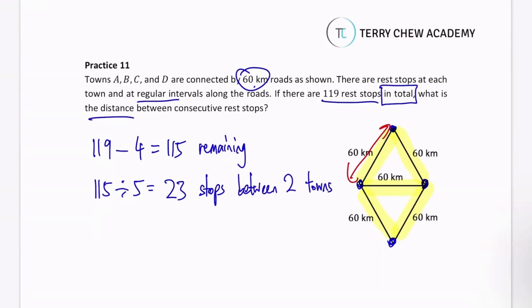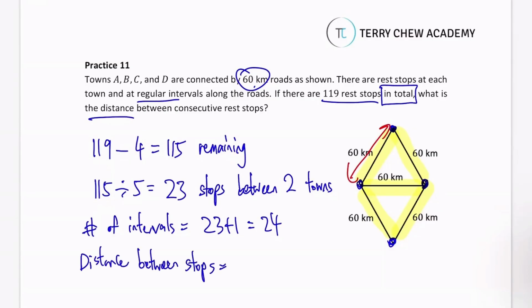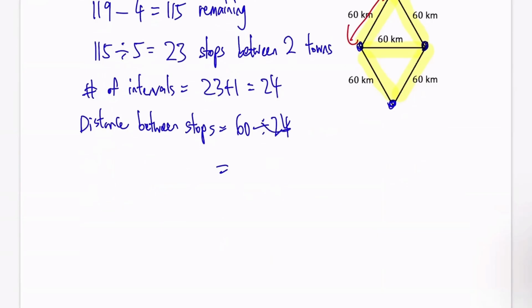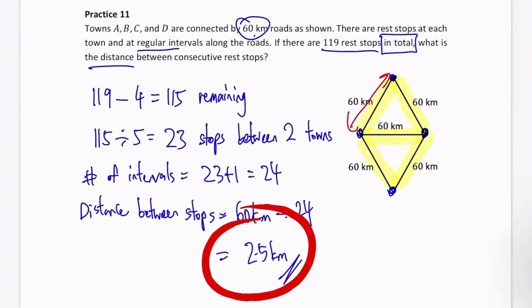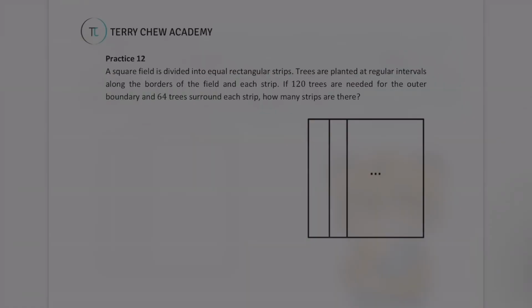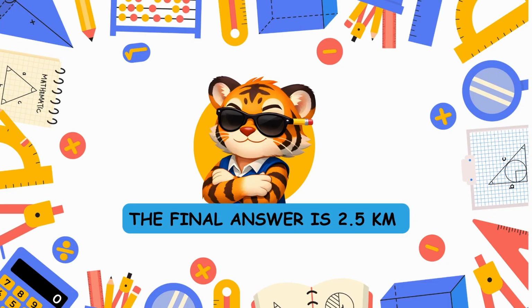Yes? Okay, following up. So last one, between stops will actually be what? Just 60 divided by 24, right? 60 km divided by your 24 intervals. Each interval, yes, very good, 2.5 km. Okay, so for this, it may seem a little complicated at first because you're combining your double counting of your corners. So you actually have to subtract the corners away. The final answer is 2.5 kilometers.